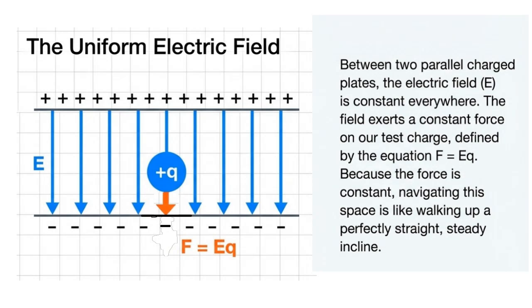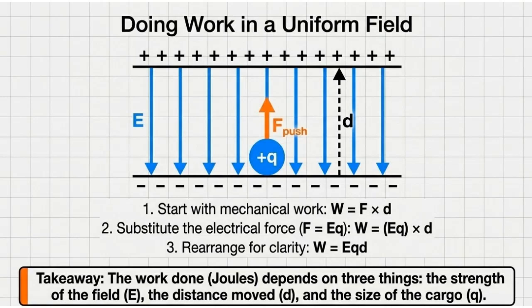Because the force remains constant at every point, moving through this field is like walking up a smooth and steady incline, without any sudden changes or bumps. This uniformity makes it easier to predict how charges behave within the field. Let's break down how work is done in a uniform electric field.